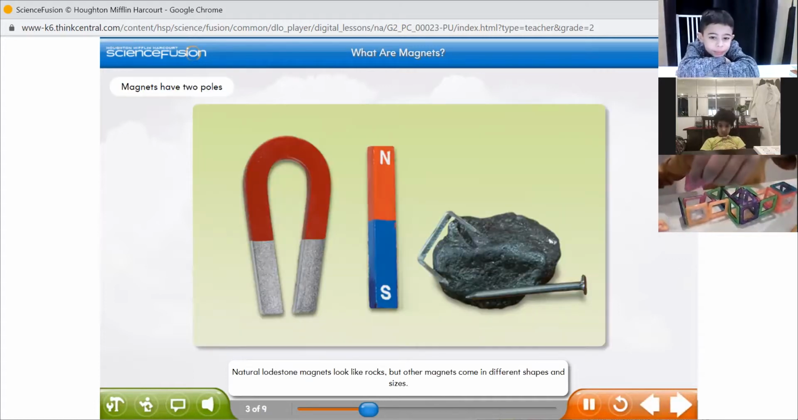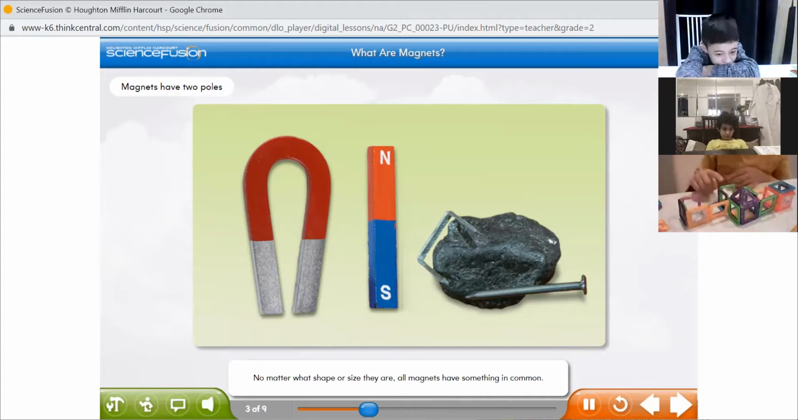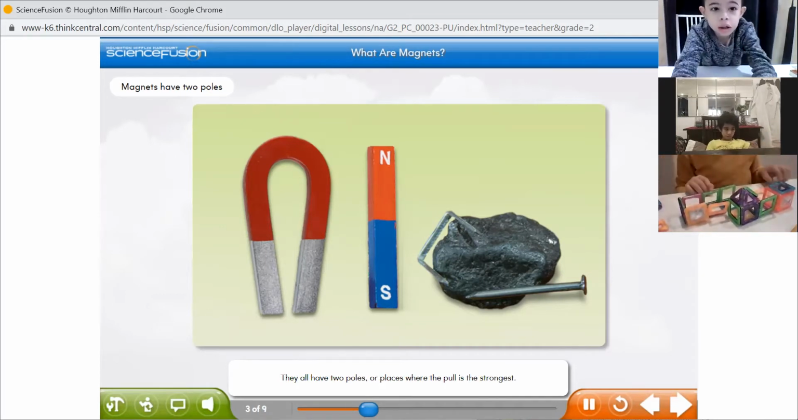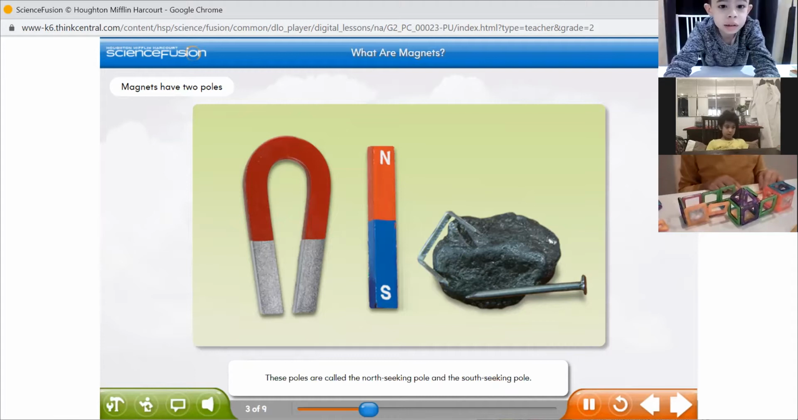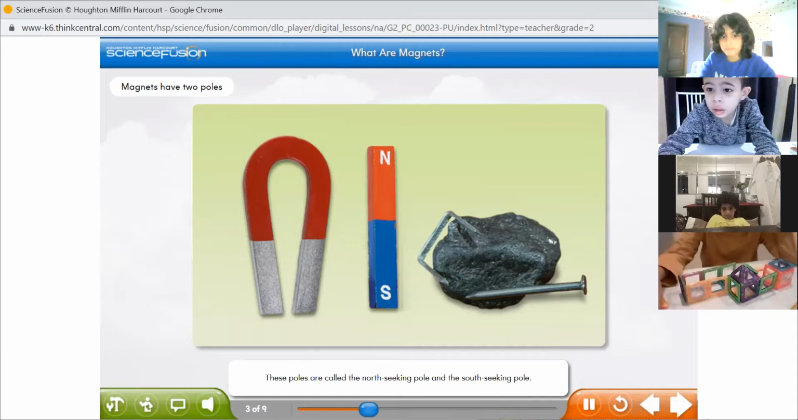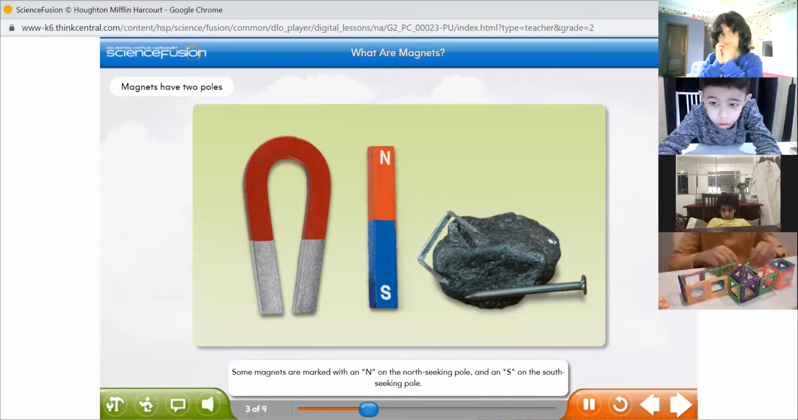Natural lodestone magnets look like rocks, but other magnets come in different shapes and sizes. Some shapes magnets can come in are horseshoe, bar, and ring. No matter what shape or size they are, all magnets have something in common. They all have two poles, or places where the pull is the strongest. These poles are called the north-seeking pole and the south-seeking pole. Some magnets are marked with an N on the north-seeking pole and an S on the south-seeking pole.